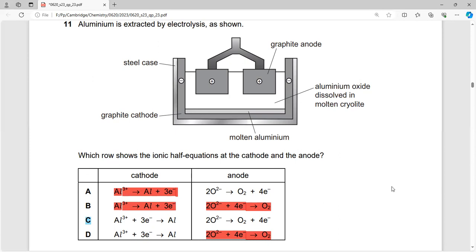D is wrong. Why? Because oxygen is losing 4 electrons, so electrons should be on the product side, not on the reactant side.